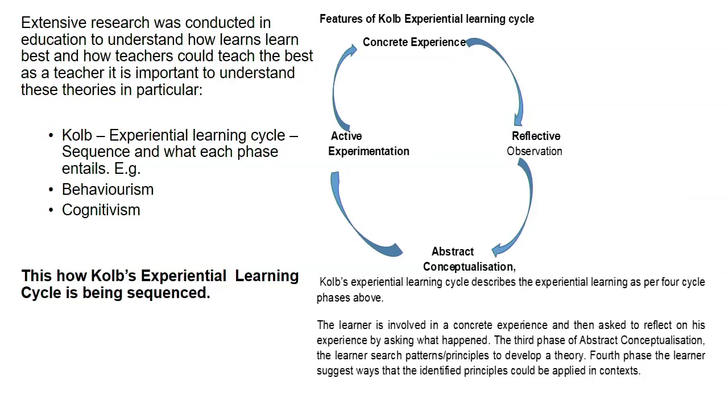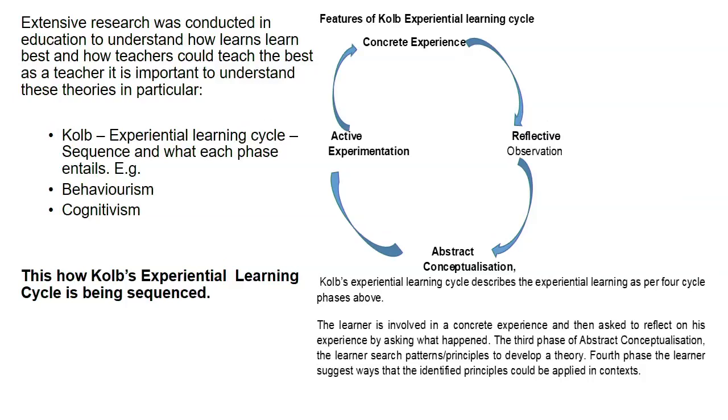For example, I'm going to take the experiential learning cycle and how it is sequenced. It is important, when you are asked in a question paper, to understand the sequence and to write it as follows. You have the concrete experience, the reflective observation, abstract conceptualization, and active experimentation.